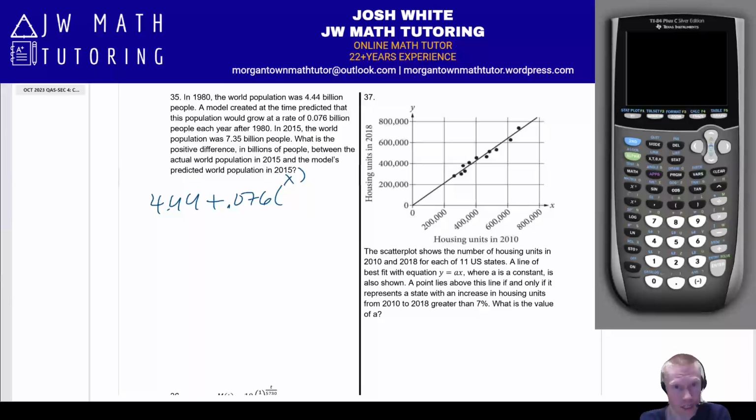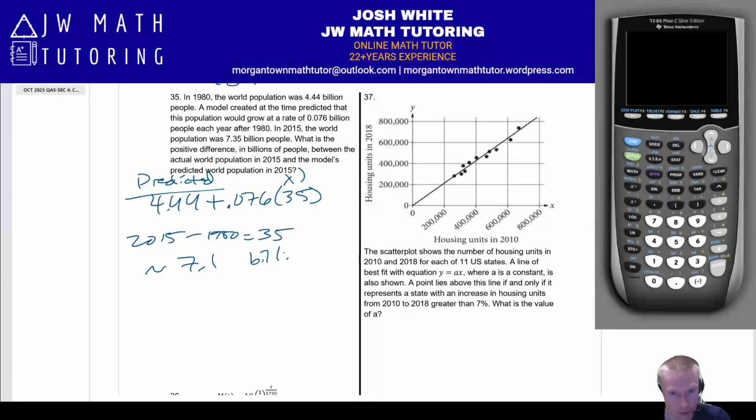So in 2015, if you subtract it from 1980, basically 35 years will have gone by. So in other words, the predicted model, that's what I'm doing first, would say 0.076 billion people per year times 35 years. Add that to the 4.4 we started with, we would end up with approximately 7.1 billion. And you're comparing that to the actual, which is 7.35 billion.